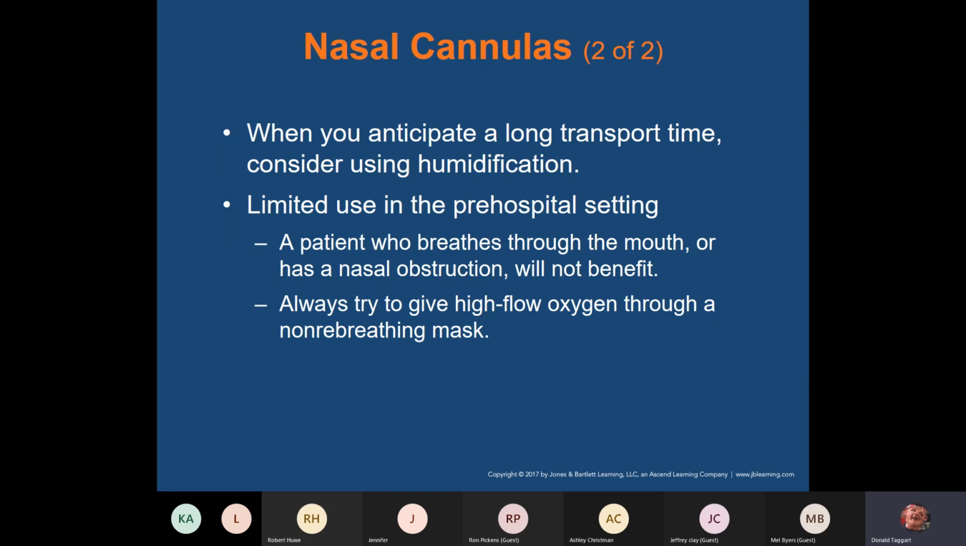Sometimes people are all clogged up, they've had damage, or they just naturally breathe through their mouth. Nasal cannula is not the best choice because they're not going to be able to breathe that in.